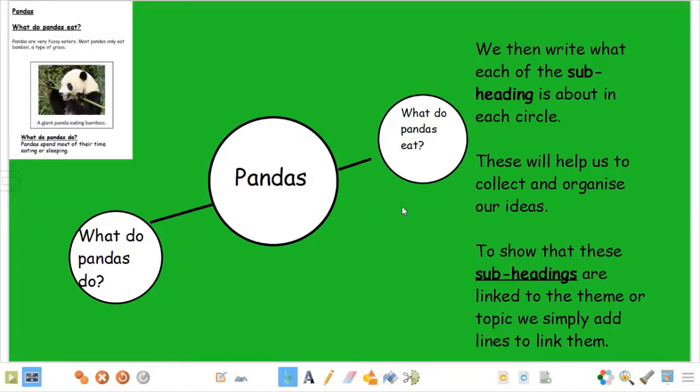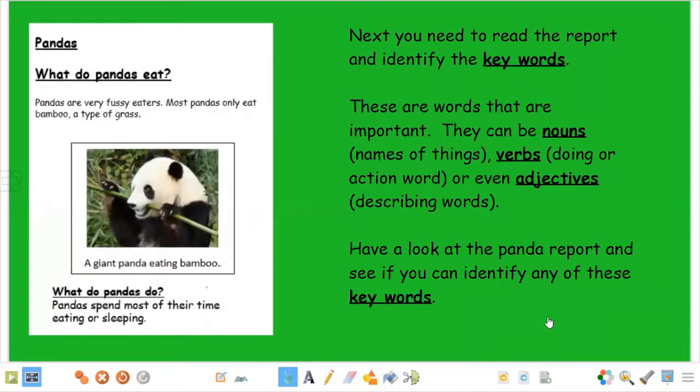Now, those subheadings really do help us to organize our ideas. Okay. Now, this is the tricky bit. And this is the tricky bit that we find when the report is written, because what we need to do is to understand how a concept map is used. We need to be able to identify keywords. Okay, now keywords are words that are important. They are words that are important to the theme or the topic of the report. So our keywords here are all going to be about pandas.